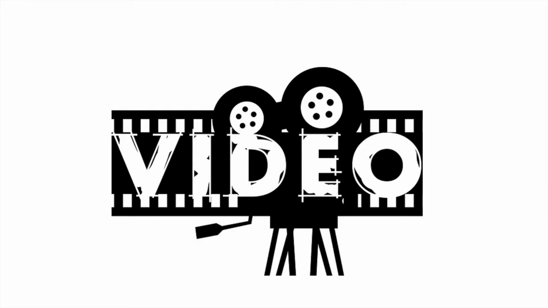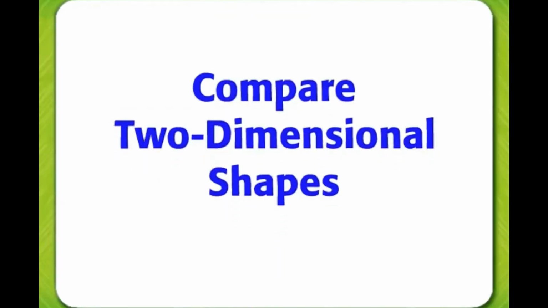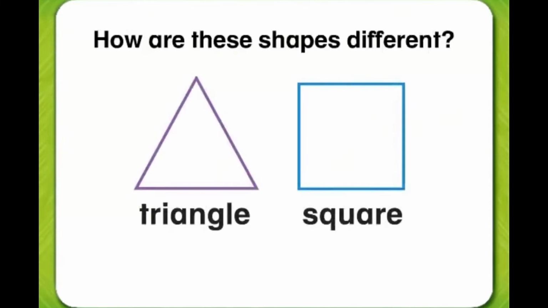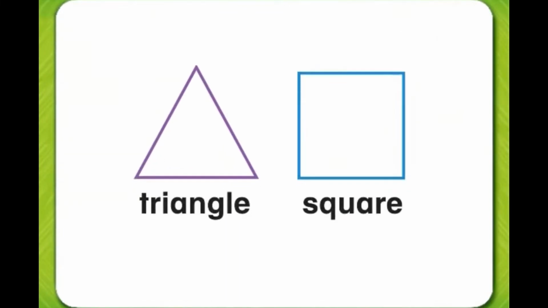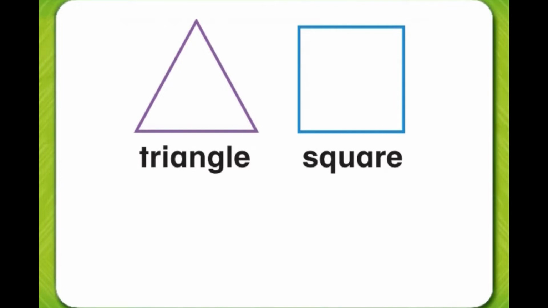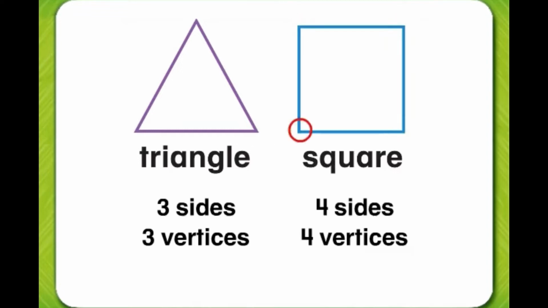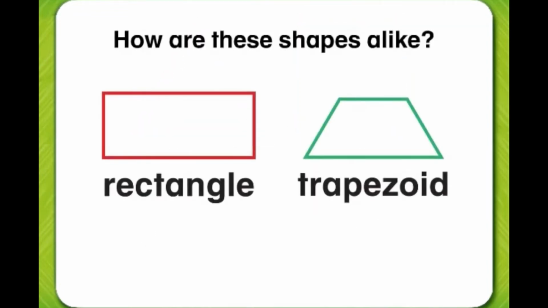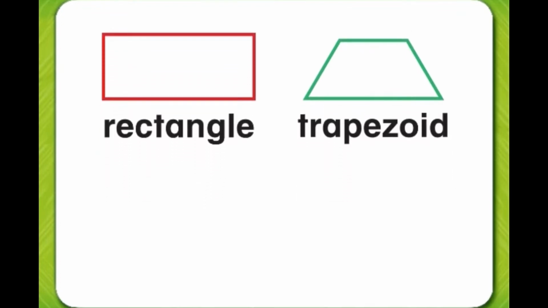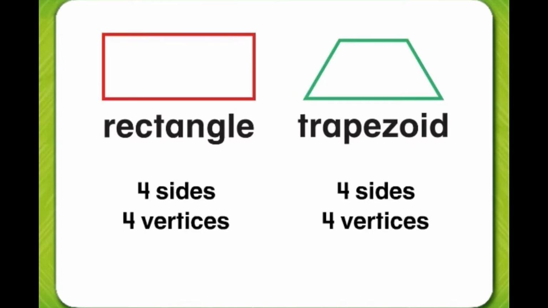Let's watch this video to learn a little bit more. Compare two-dimensional shapes. How are these shapes different? A triangle and a square are different because a triangle has 3 sides and 3 vertices, and a square has 4 sides and 4 vertices. How are these shapes alike? A rectangle and a trapezoid are alike because both figures have 4 sides and 4 vertices. And their sides are not all the same lengths.